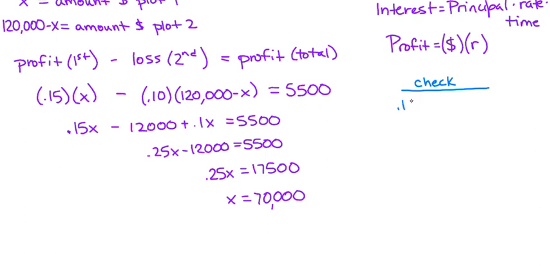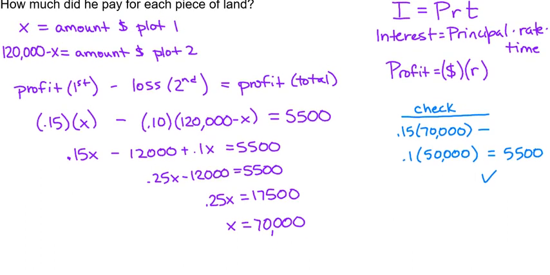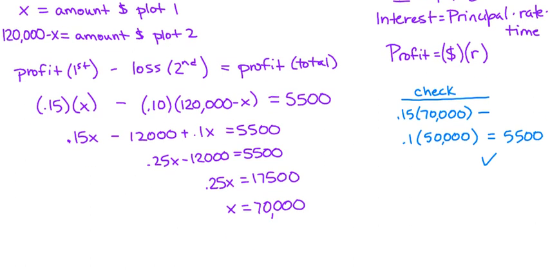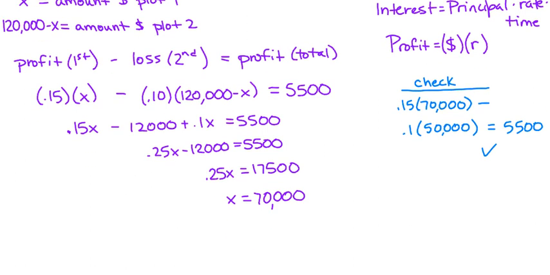Okay, 15% of 70,000 minus 10% of 50,000, put that in the calculator. What does that equal? 5,500. So there's our check. Okay, and now let's go back to the problem, read it again, make sure we're answering the question. The question was, how much did he pay for each piece of land? So we need to include both of them in our answer.